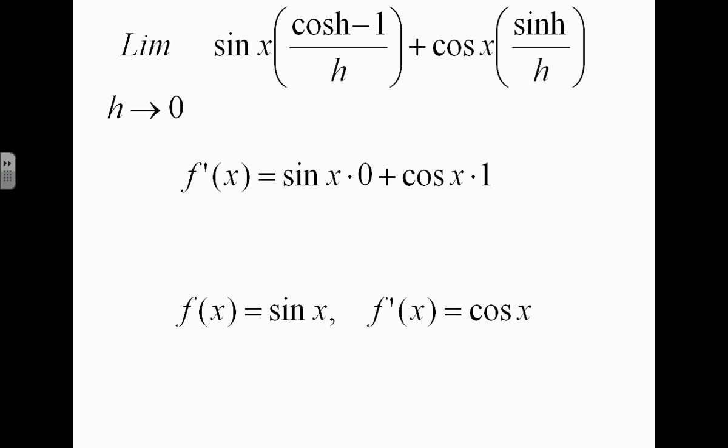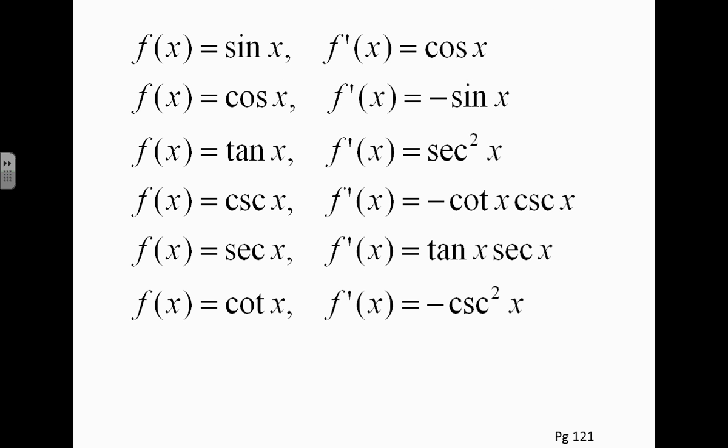So what would be the derivative of cosine? Close. If you turn to page 121, it's got them listed. The derivative of cosine is negative sine. Page 121, I believe.